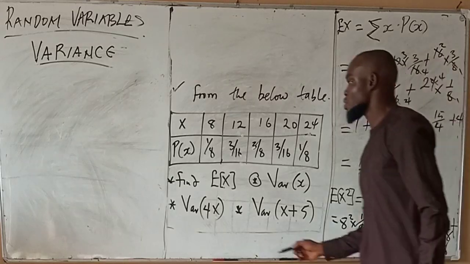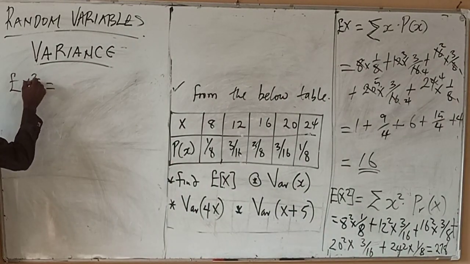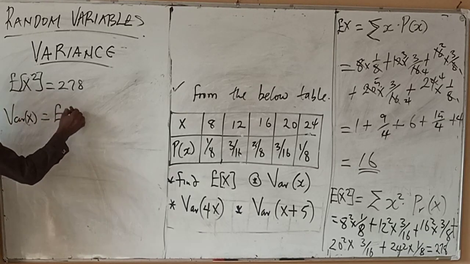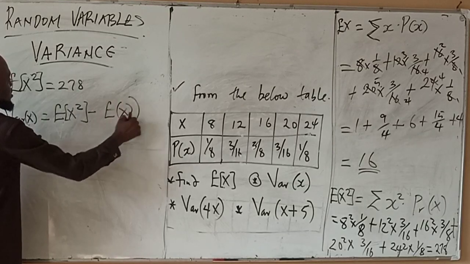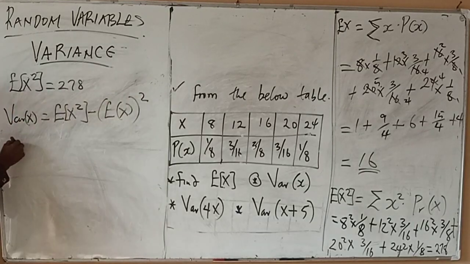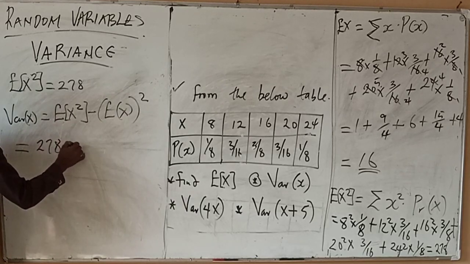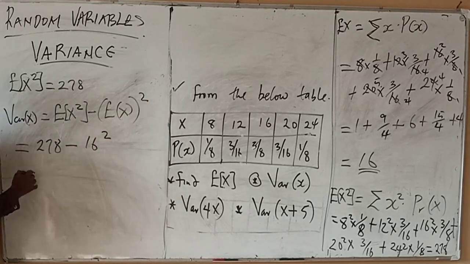So your expectation of x squared will be 278. Then variance of x will be the expectation of x squared minus the square of the expectation of x. The expectation of x squared is 278, minus the expectation of x, which was 16, squared. That will give you 22.